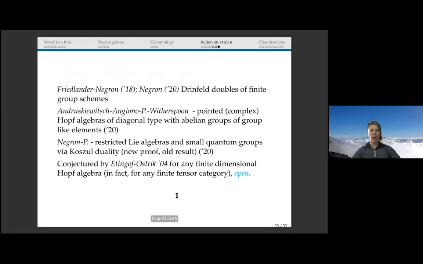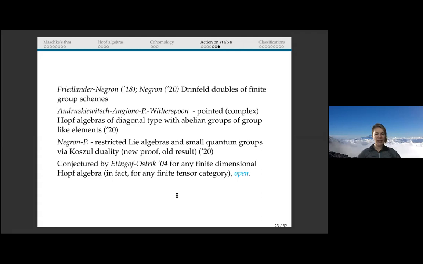Going further, there's very recent work by Friedlander, Negron, and Negron on Drinfeld doubles of finite group schemes. And then in a very long manuscript with Nichols and Ivan and Sarah Witherspoon, we proved this conjecture for pointed Hopf algebras of diagonal type with abelian groups of group-like elements. It was a very exciting, I think, 7-year-long project, which is probably sort of kind of getting finished. I'm really proud of that.